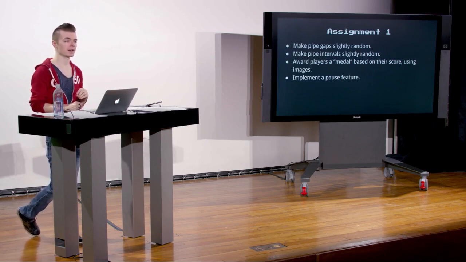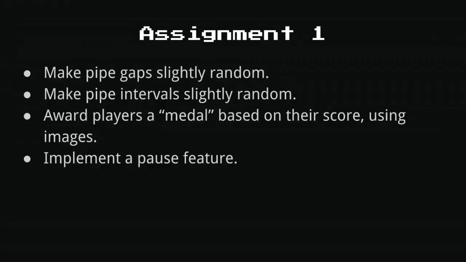The first assignment, or rather the second assignment, assignment 1, is going to be a little bit more complicated than last week's, but still fairly doable. Make pipe gaps slightly random being the first component of this. So before, pipe gap was set to a constant value, maybe make it some sort of random value. Pipe intervals as well, so we're spawning every 2 seconds. Maybe we want to change that up, make pipes spawn a little more sporadically.